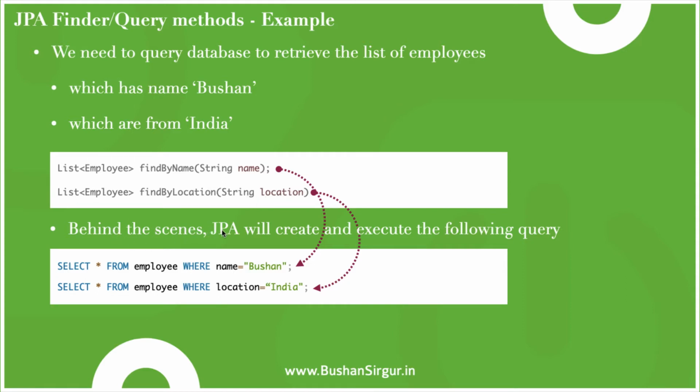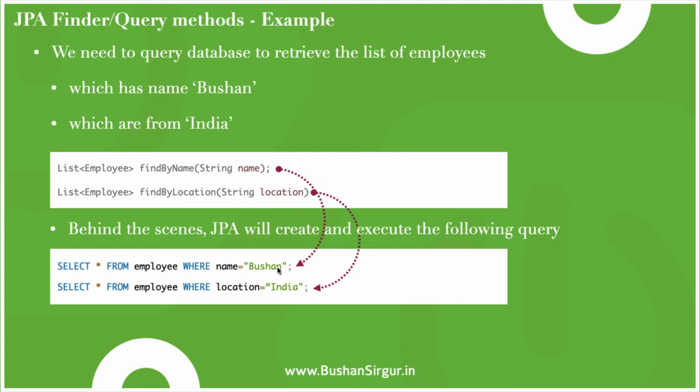Behind the scenes, JPA will create and execute the query like this: select star from employee where name is equal to Bhushan. This is for the first query method. The second query method: select star from employee where location is equal to India. So this is how we define the query methods or the finder methods, and JPA will create and execute the query behind the scenes for us.